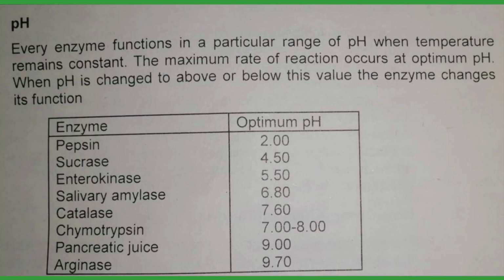Right? Every enzyme functions in a particular range of pH when temperature remains constant. The maximum rate of reaction occurs at optimum pH. When pH is changed above or below this value, the enzyme changes its function. As shown in this table, there are different enzymes which show different optimum pH.